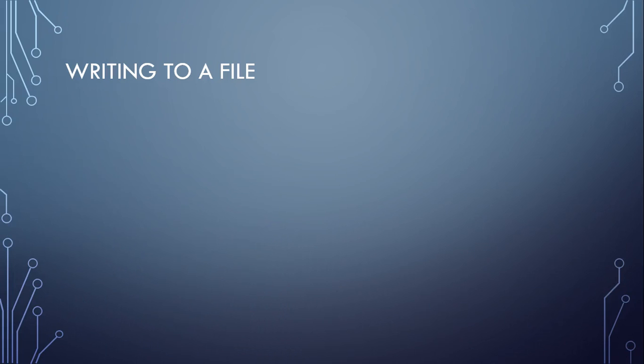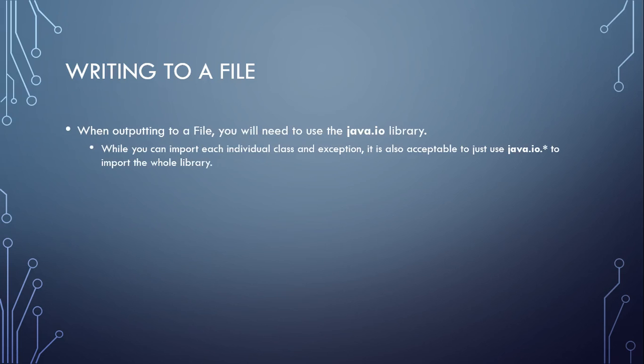So with file input-output, remember one of the things that we want to do a lot of times is write to a file. Rather than just writing to the console, we want to write to a text file or binary file. For our purposes, we're going to keep it simple and just talk about text files. So when you're outputting to a file, you need to use the java.io library, IO meaning input output. When you import each individual class and exception, you can do that, or you can also use java.io.* to just import the entire library. All right, it's up to you which you want to do.